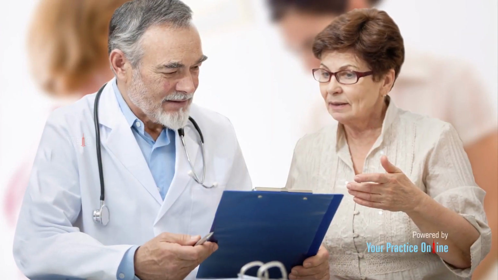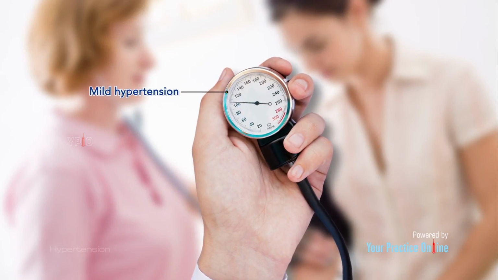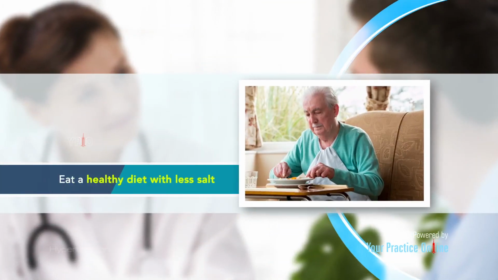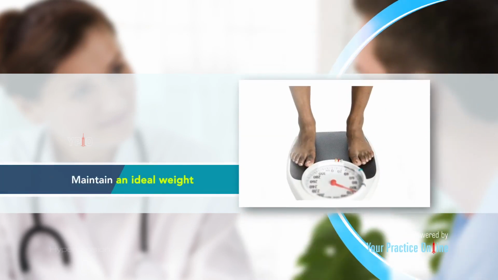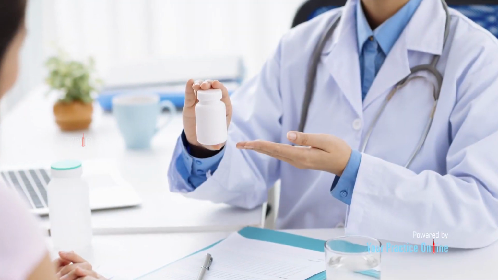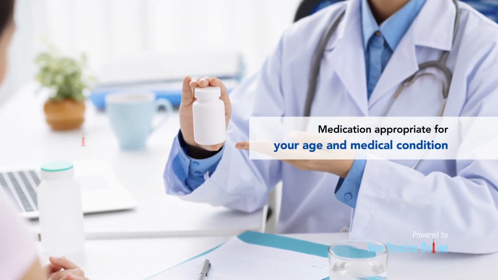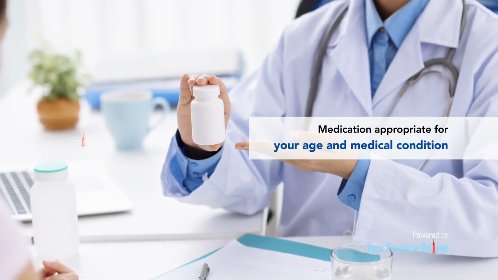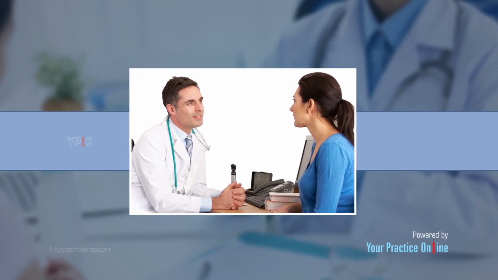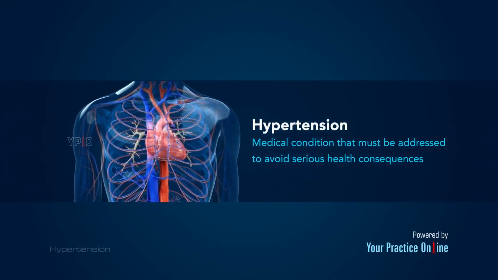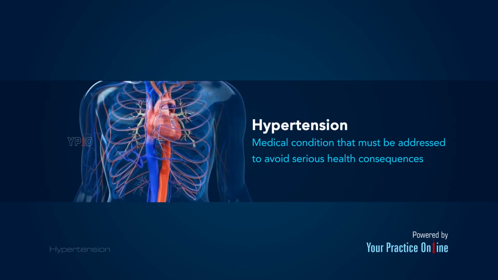Treatment. In cases of mild hypertension, your doctor may recommend healthy lifestyle changes to lower your blood pressure. You are advised to eat a healthy diet with less salt, quit smoking, lower alcohol intake, exercise regularly, and maintain an ideal weight. When blood pressure cannot be controlled by lifestyle changes, your doctor will prescribe medication appropriate for your age and medical condition. You will be advised to visit your doctor regularly to have your blood pressure and overall health assessed. Hypertension is a medical condition that must be addressed to avoid serious health consequences.